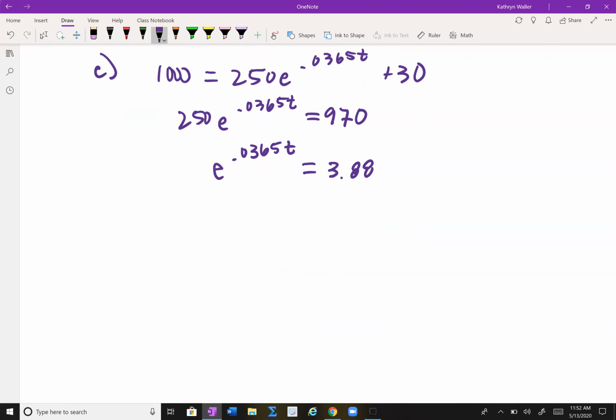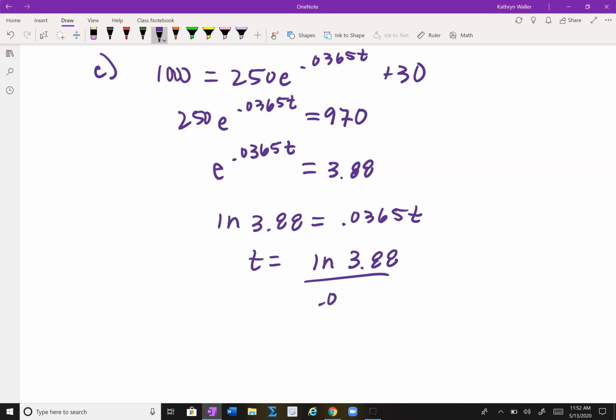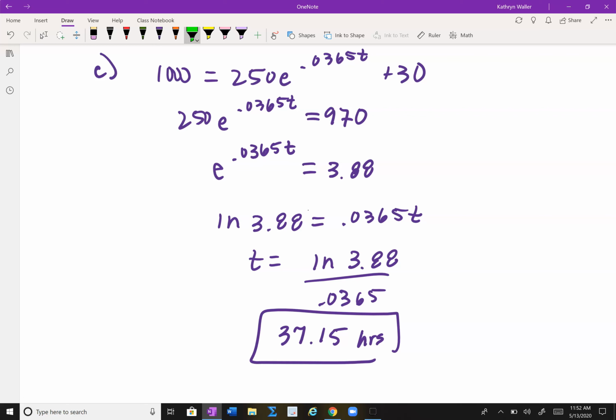And then I convert it. So it's log base e, so that's ln 3.88 equals 0.0365 t. To solve, you divide. So it's ln 3.88 divided by 0.0365. So then go ln 3.88, close it, divided by 0.0365, hit enter, and you get 37. And again, they don't tell you where to round, so I'm going to say 37.15 hours. Just so you know, you can store that in, and if you put it right here, you should get 1,000.